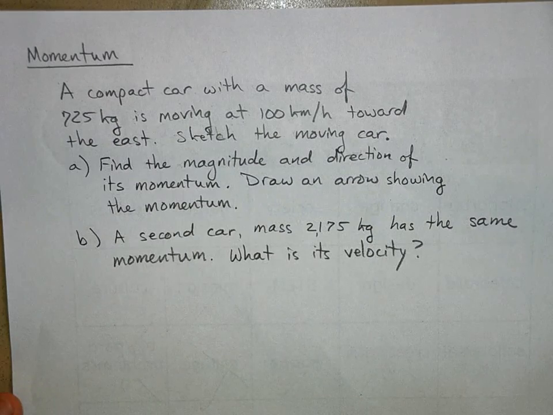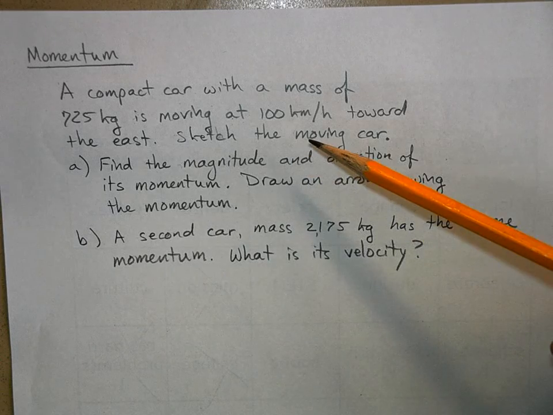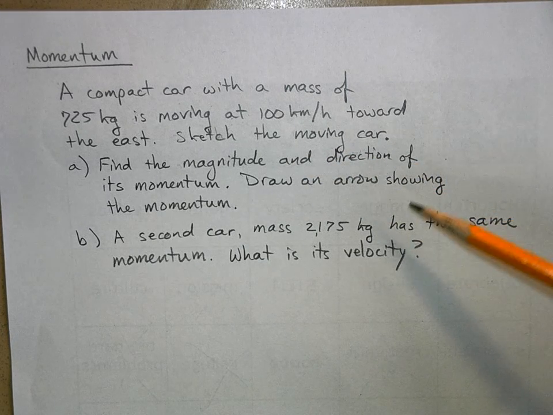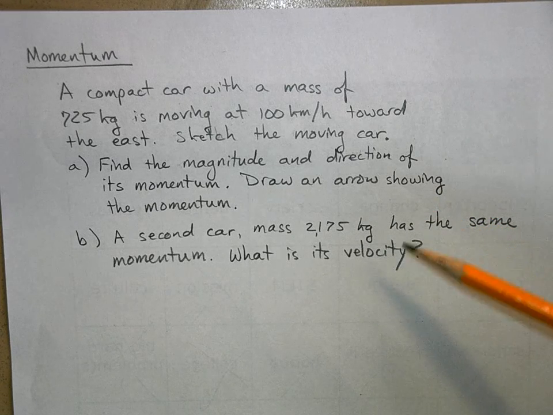Let's solve this momentum problem. We've got a compact car with a mass of 725 kilograms. It's moving 100 kilometers per hour toward the east. Sketch the moving car. Then find the magnitude and direction of its momentum. Draw an arrow showing that momentum.